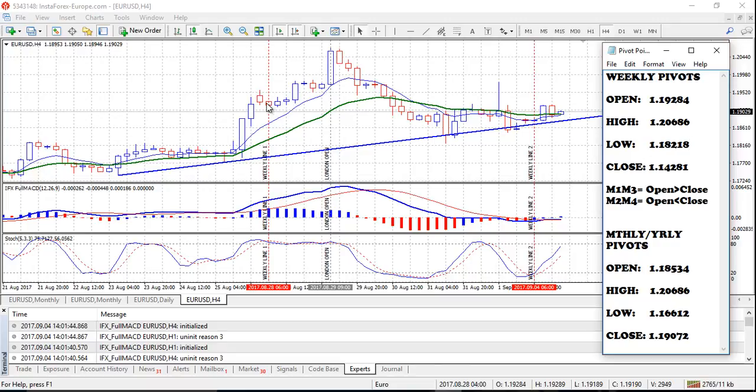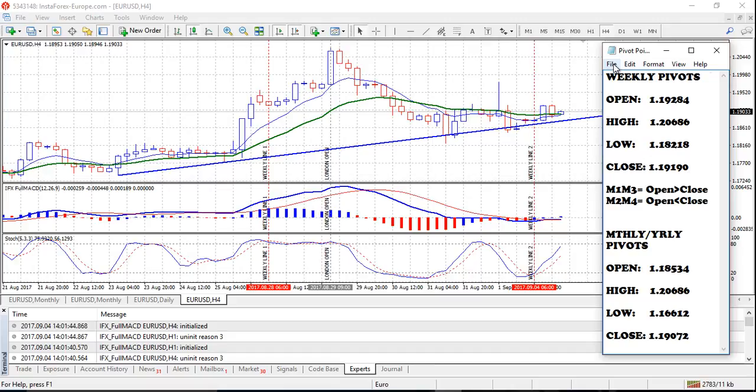That is 19190. So I'm going to edit it here. 19190. I want to cross check it. 19190. So that's my closing price.